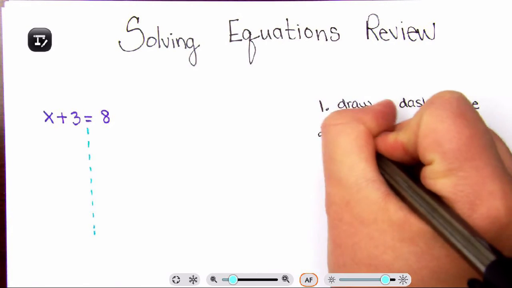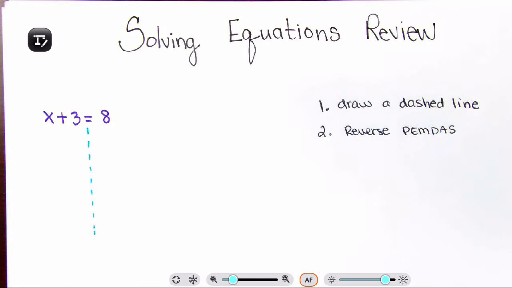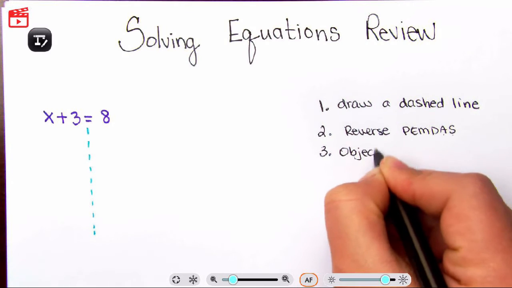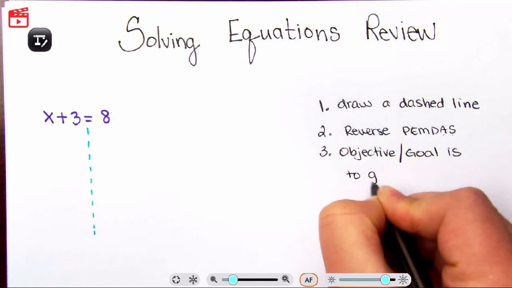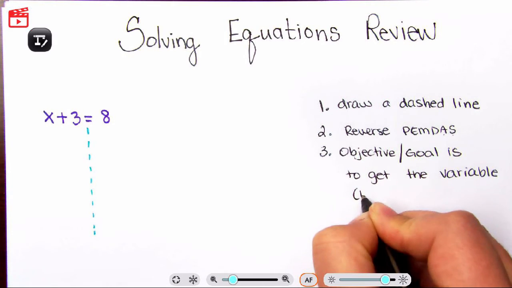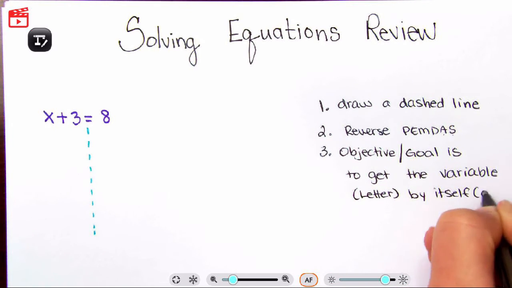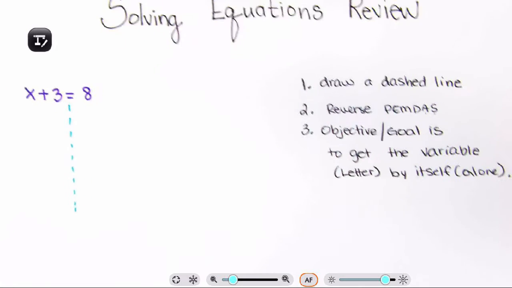Step 2 is reverse PEMDAS. So instead of doing parentheses, exponents, multiplication, we want to go the opposite way. Do subtraction and addition first, get rid of them, move everything off to the other side. And our objective, or our goal, is to get the variable, and the variable is also the letter, by itself. We want to get the variable by itself or alone. All right, let's do that.